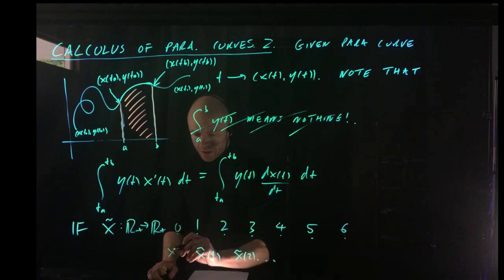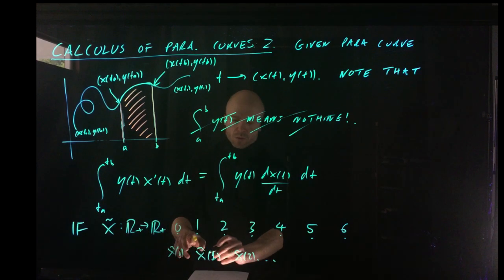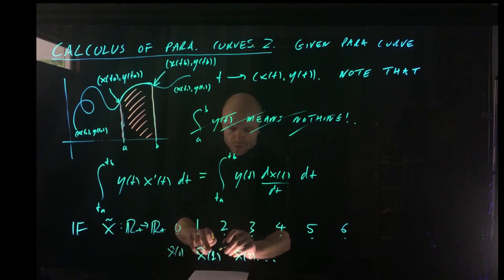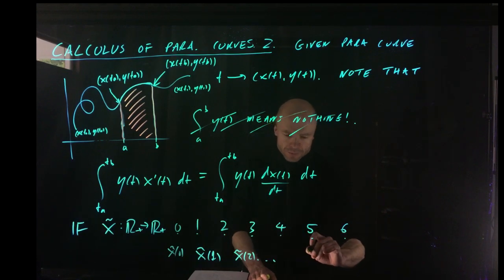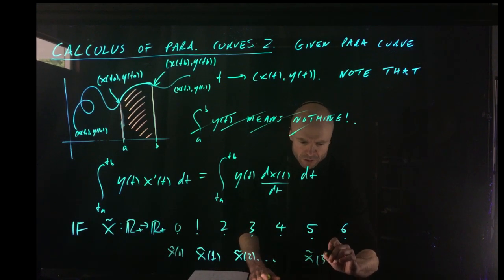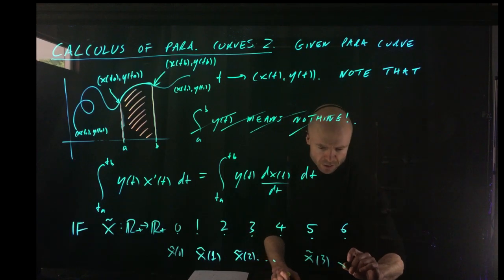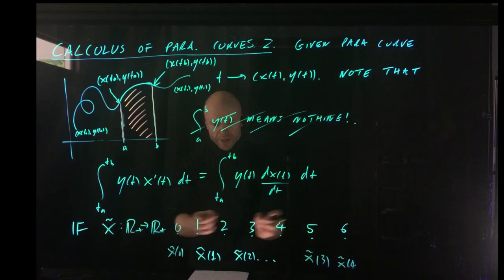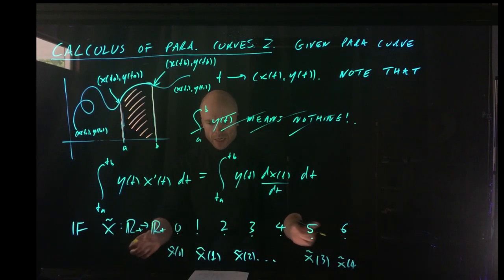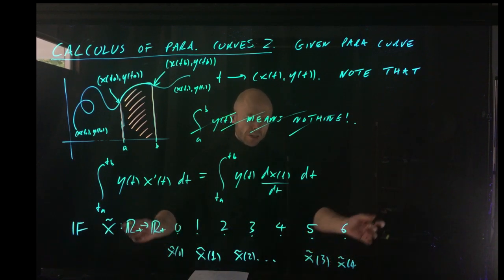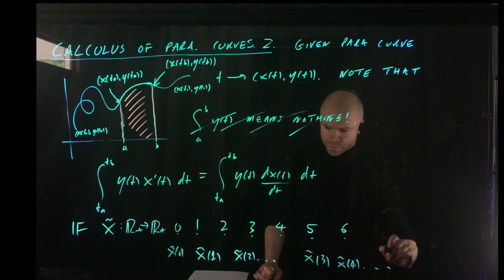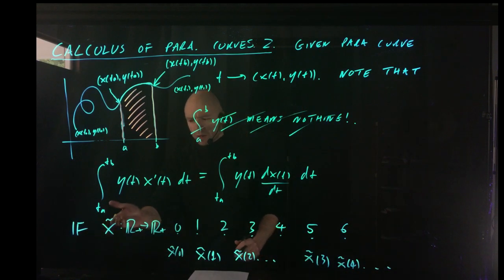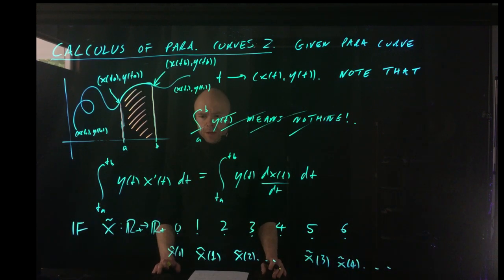And then x tilde of 0, x tilde of 1, x tilde of 2, maybe x tilde of 3 is over here, right? Maybe x tilde of 4 is here. This is like a rearranging of the tape measure where some distances are now going to be stretched and some distances will be shrunk, right? That's what you can think of this function x tilde doing, right?